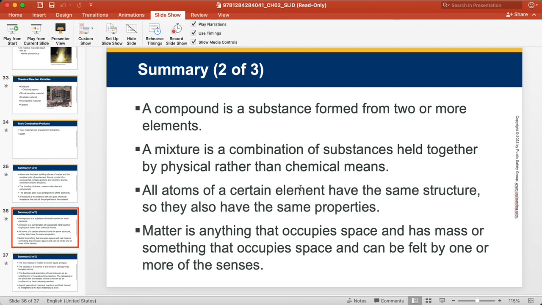So a mixture is a combination of substances held together by physical rather than chemical means. So that's our dirt, our air, right? All those things. And then all atoms of a certain element have the same structure, so they have the same properties. And matter is anything that occupies space that has mass, or something that occupies space that can be felt by one or more of your senses. Remember, we can touch it, we can see it, we can taste it, we can feel it. It's matter. Right?